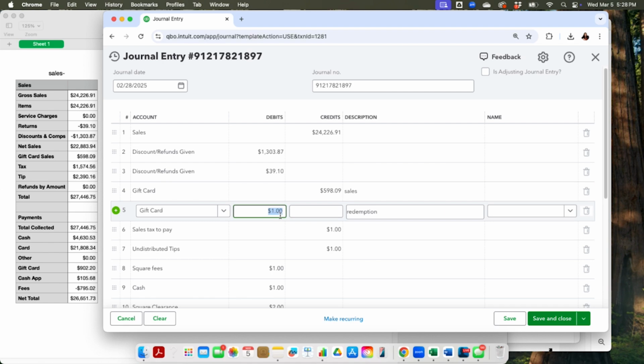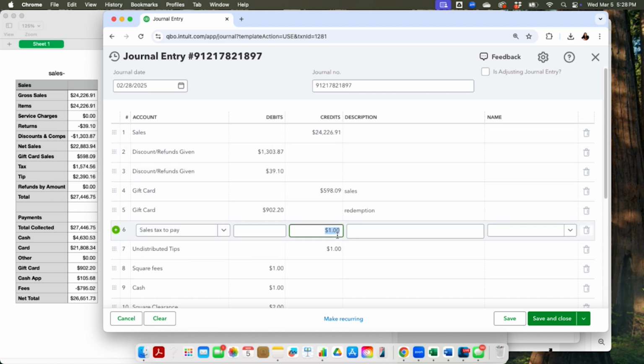So now gift card redemption, you're going to find it down below under payments, okay? $1,020. Okay, this is gift card redemption, meaning we're removing the liability and it's going to be added into sales here. It's part of this total sales here.